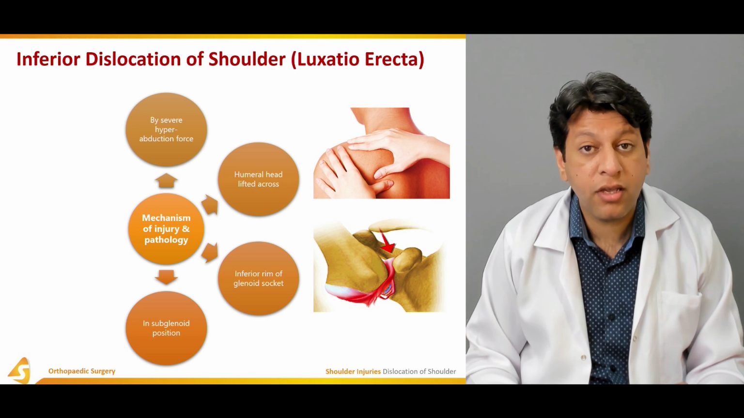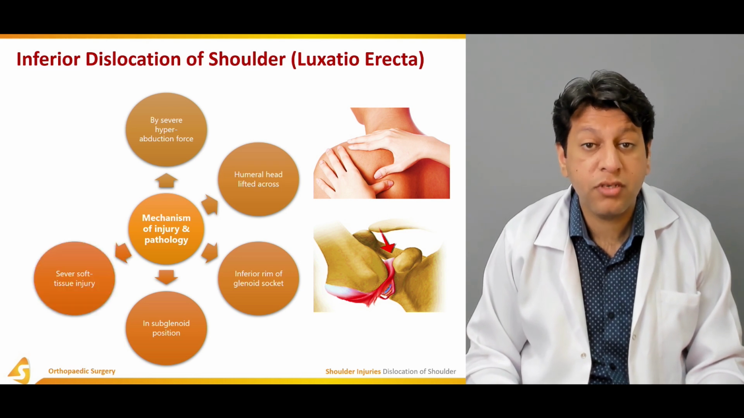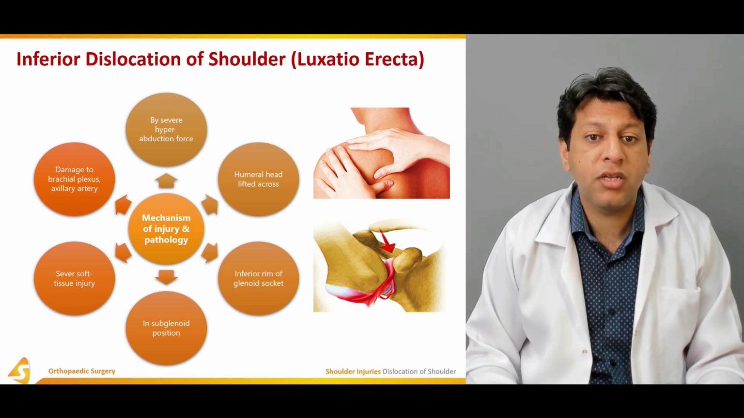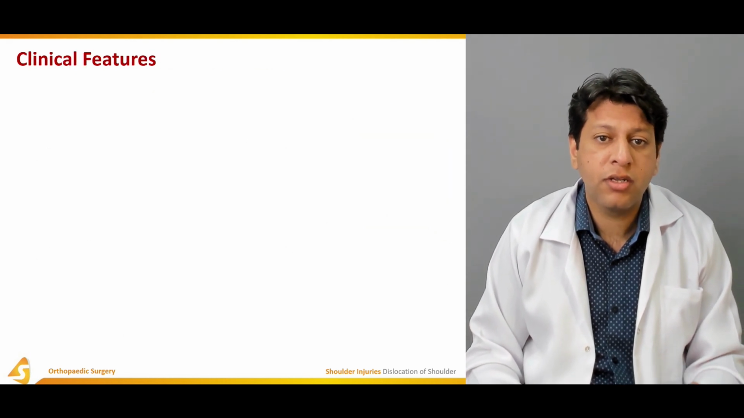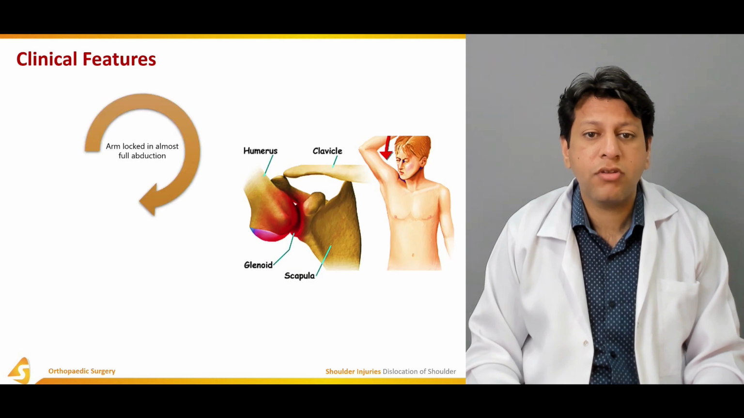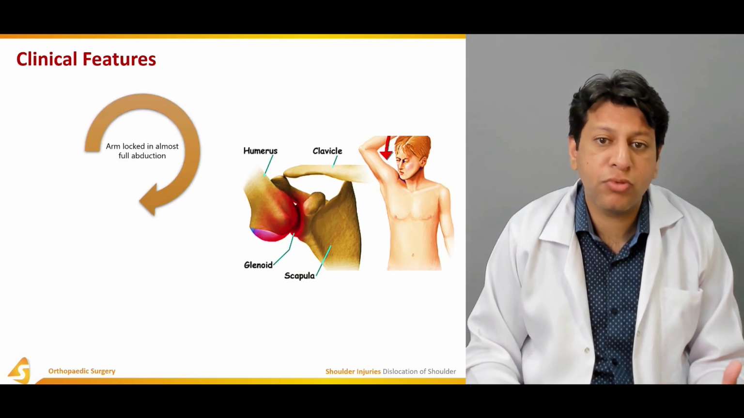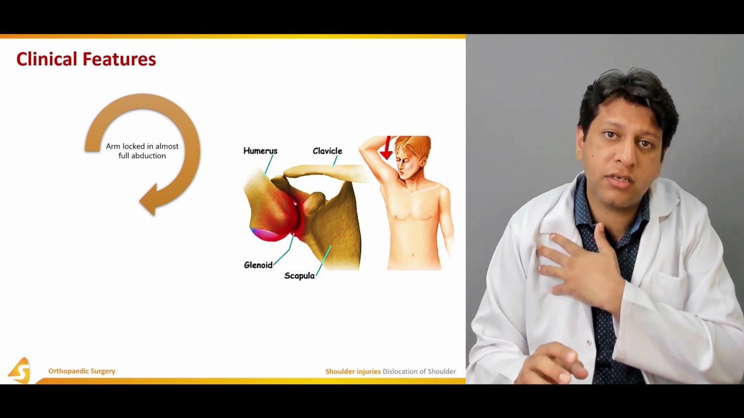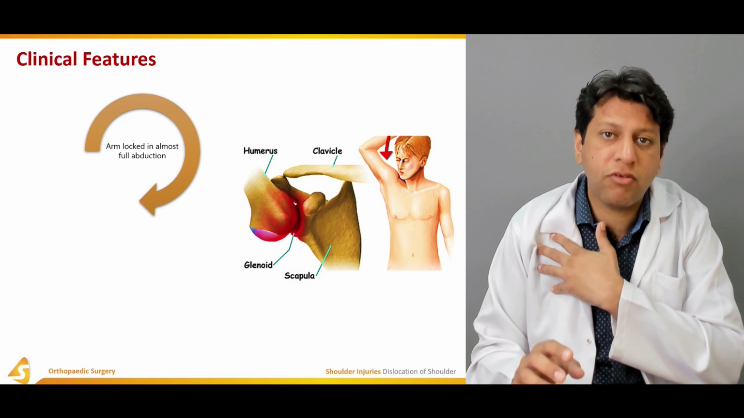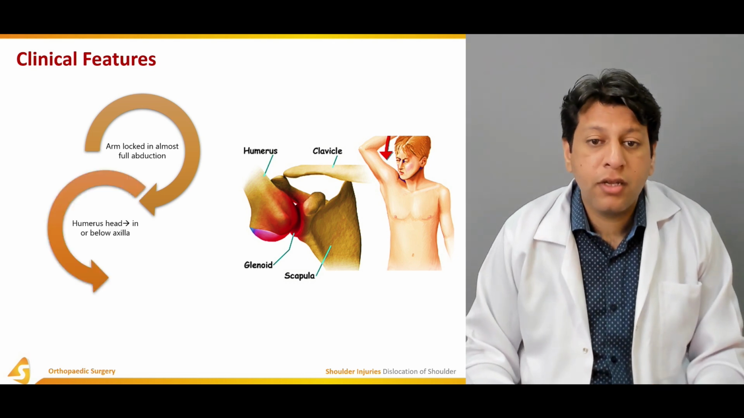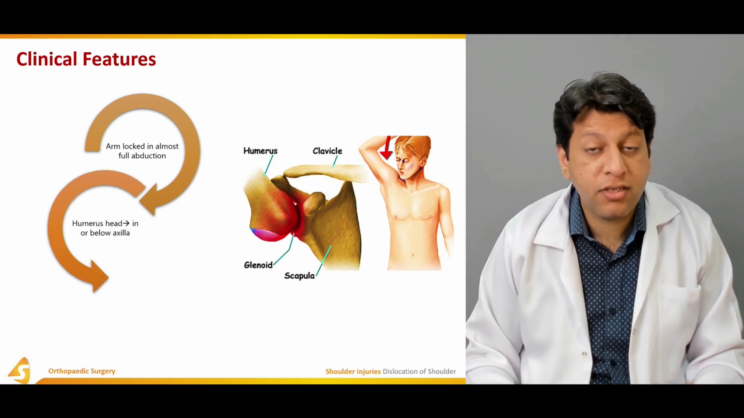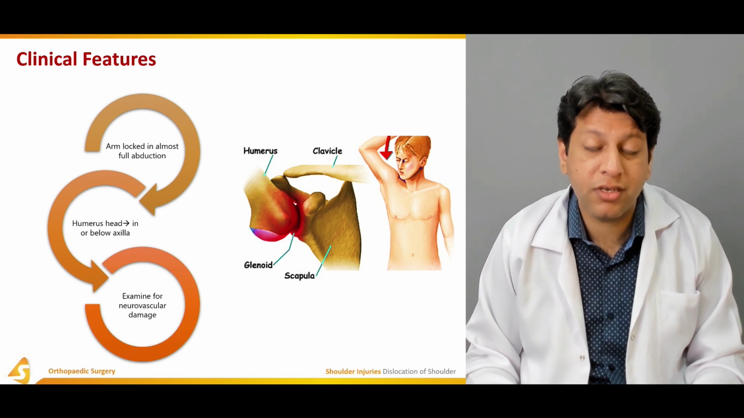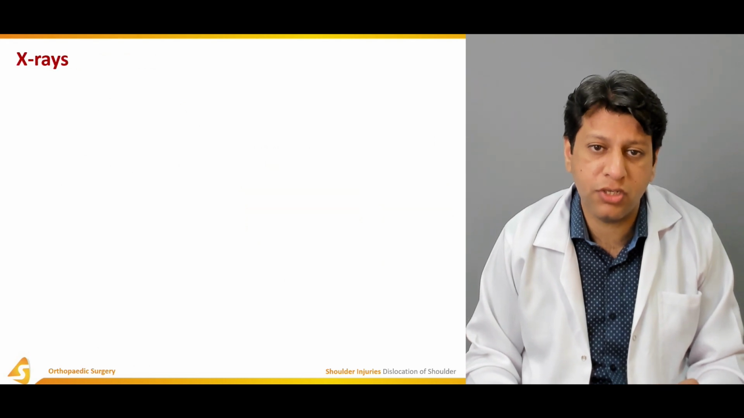Usually, the head is in the subglenoid position, associated with severe soft tissue injuries, and this can damage the brachial plexus and axillary artery as well. The clinical feature is that the patient's arm is locked in almost full abduction. The patient cannot adduct the arm because adduction would impinge the head and cause a lot of pain. The humerus head is below the axilla, just below the coracoid, and the neurovascular examination must be done, as it may be associated with neurovascular injury as well.